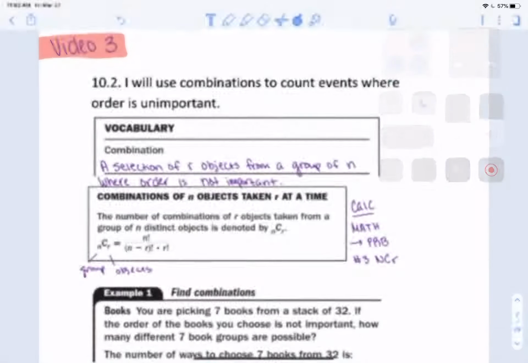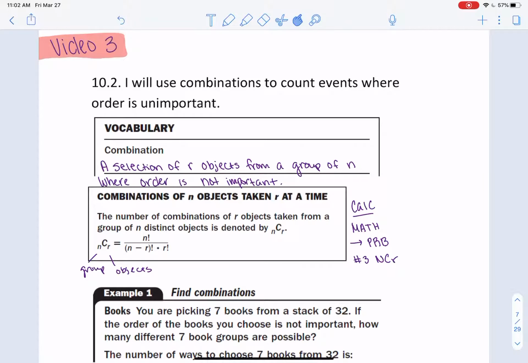Hi Algebra 2, welcome to the last video, video 3 of chapter 10a. This is where we are looking at using combinations to count events where order is unimportant. Before we were talking about permutations, and that's when order is important, but here it is not.